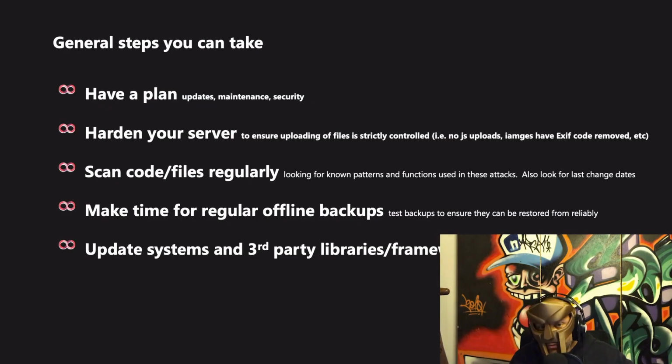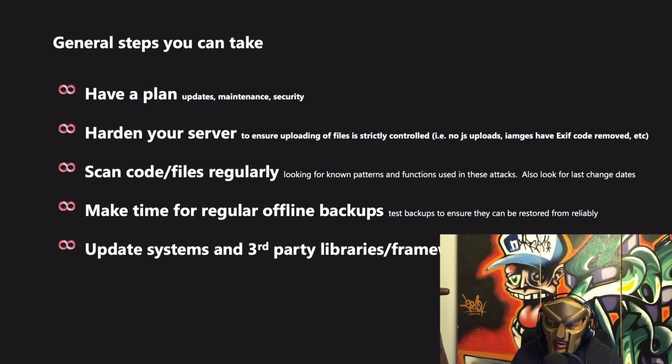And we're going to jump back to general, overarching steps you could take. For those of you who've seen my other episodes, this is going to be very familiar. You want to have a plan. Have a plan for your updates, a plan for your maintenance, a plan for your security, a plan of when you're going to review all of those things. Only then can you be prepared, with an understanding of what you're using and what to do and where to look. You want to harden your server to ensure uploading of files is strictly controlled, like JS uploads as an example. You want to scan code and files regularly, looking for known patterns and functions used in these types of attacks. You can also scan your database, looking for this type of content.